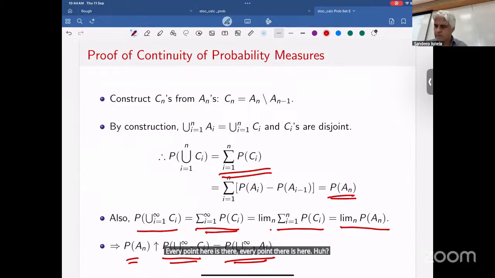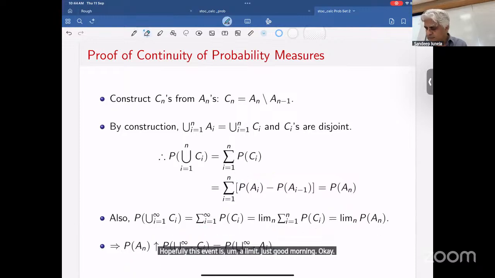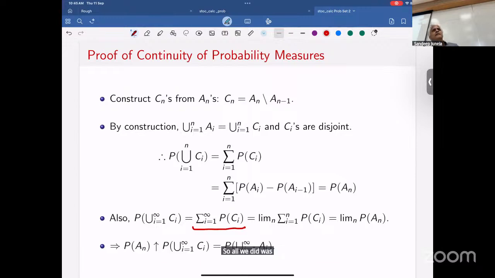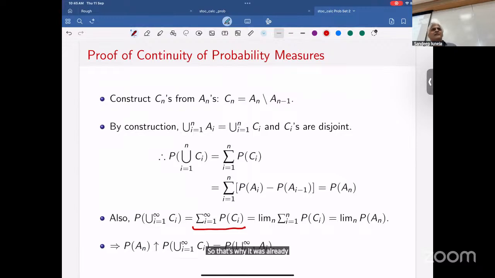How could we just say that this sum limit is convergent? That's just because the C_i are disjoint, and then we could use the definition of probability. Maybe we assume that the probability measure satisfies this property. So all we did was take this increasing sequence, make it disjoint, say okay, probability tells us the limit exists, and take it back. That's right. So that's why it was already there in the countable additivity.